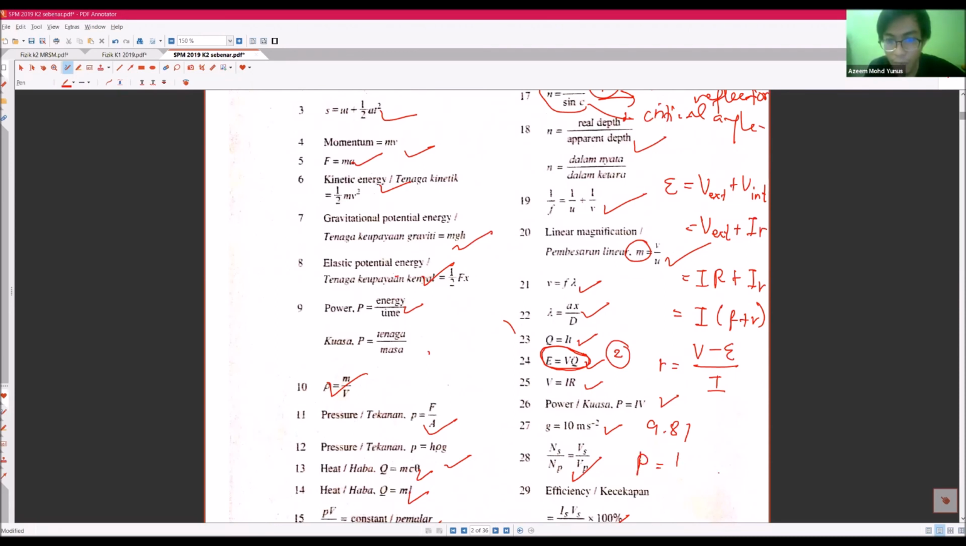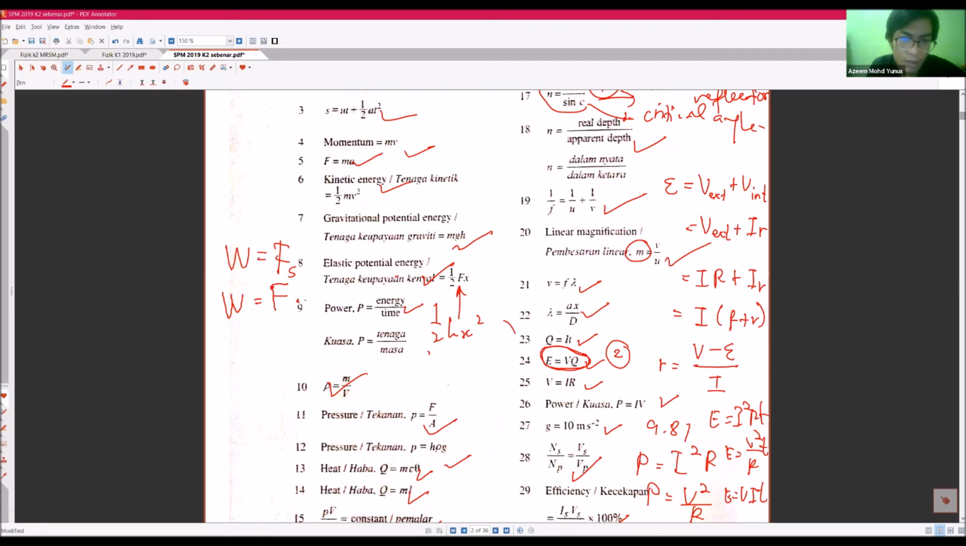So this one, P equal to I squared R, power loss, V squared over R, E equal to I squared R T, E equal to V I T, this is all given. Half m v squared is not given. Elastic potential energy, work done F s cos theta, F s cos theta is not given as well. F s equals F cos theta, F equals F sine theta.